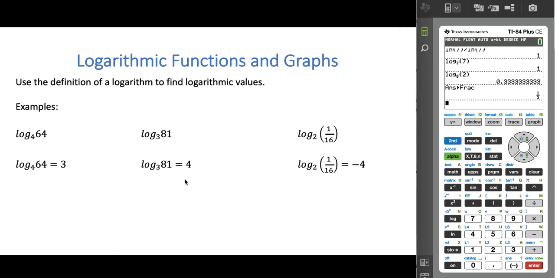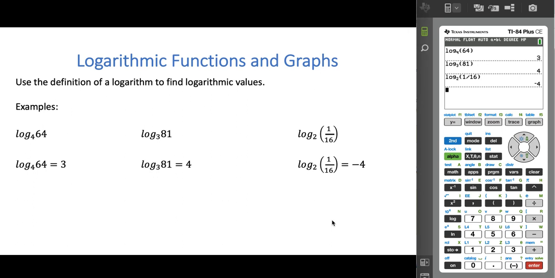Try that with these and see if you get the right answers. So hopefully you checked just to make sure you know how to use it with these 3 examples. I'm showing them on the right-hand side what they look like in your calculator when you're done.